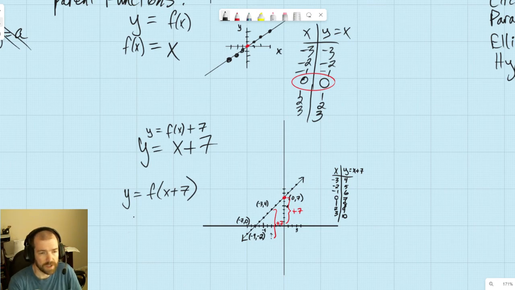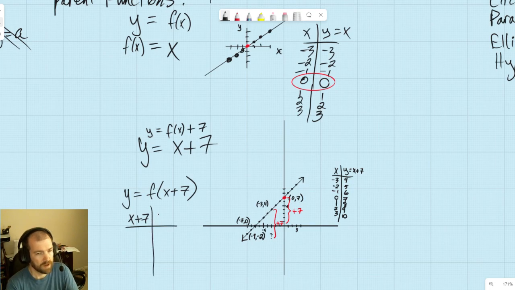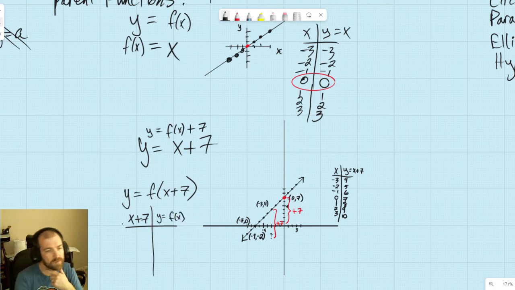So one way to do this is we say, okay, this is x plus 7, and this is our y equals f of x here. So x plus 7 is going to be what we put into the function, and therefore x plus 7 needs to be the same stuff we had, -3, -2, -1, 0, 1, 2, 3, for ease. Our function values are just the same stuff, -3, -2, -1, 0, 1, 2, 3, just the same.